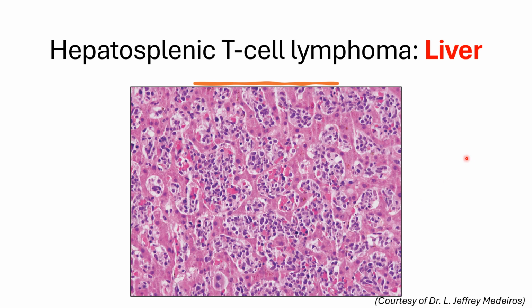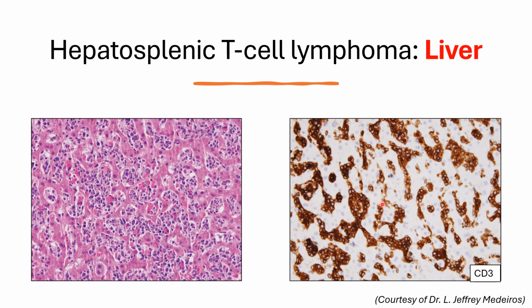And this is liver being infiltrated by these neoplastic cells, predominantly medium size. They have irregular nuclear contours and dense hyperchromatic nuclei. And these neoplastic cells are involving in a sinusoidal pattern. CD3 is highlighting the sinusoidal pattern of the neoplastic cells.